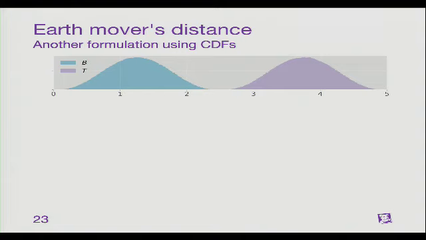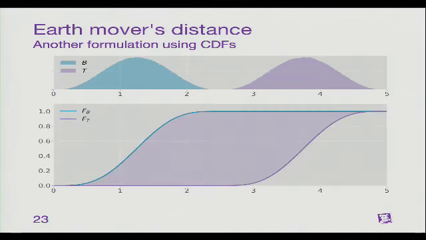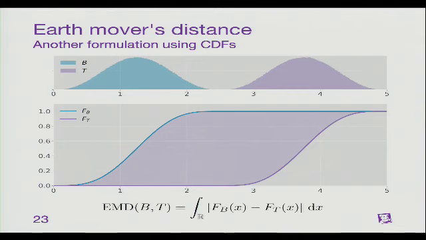However, in the one-dimensional case, there is another way to express the Earth mover's distance, which is using the cumulative distribution functions again. So here we have two distributions. We can look at their cumulative distribution functions. And if you look at the area between the cumulative distribution functions, we can prove that this is equal to the Earth mover's distance. So this gives us a very efficient way to compute the Earth mover's distance, much more efficient than computing the infimum.